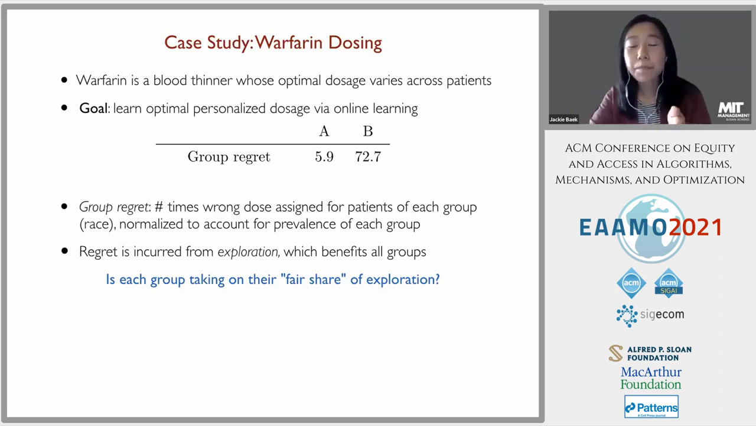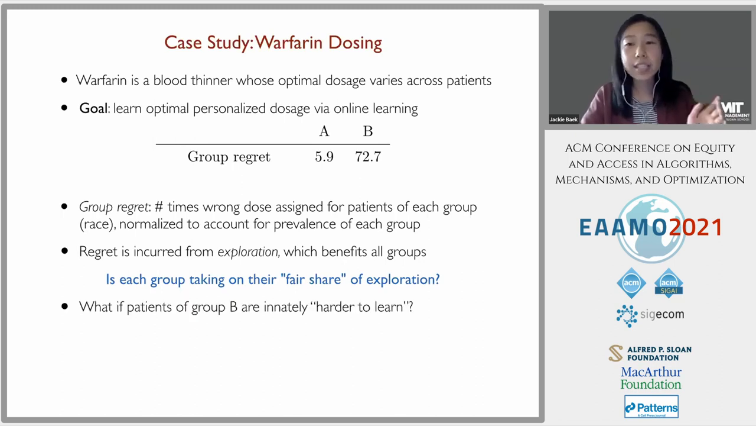And so even though group B has much higher regret than group A, I claim that the answer to this question is unclear from looking at these numbers. Because what if patients of group B are innately harder to learn than patients of group A? Then it makes sense that group B would have more regret than group A. So for example, when would this occur?